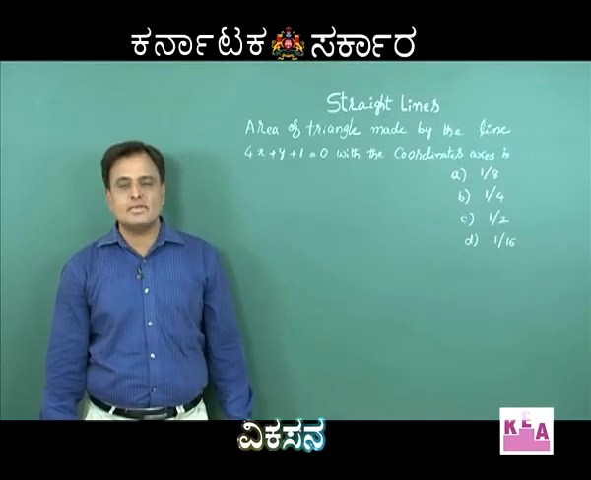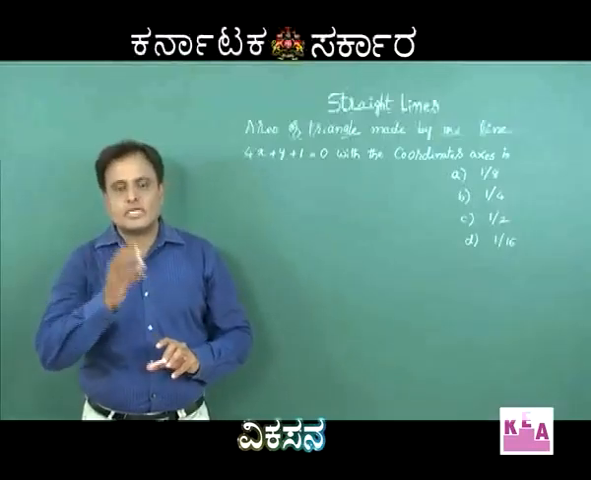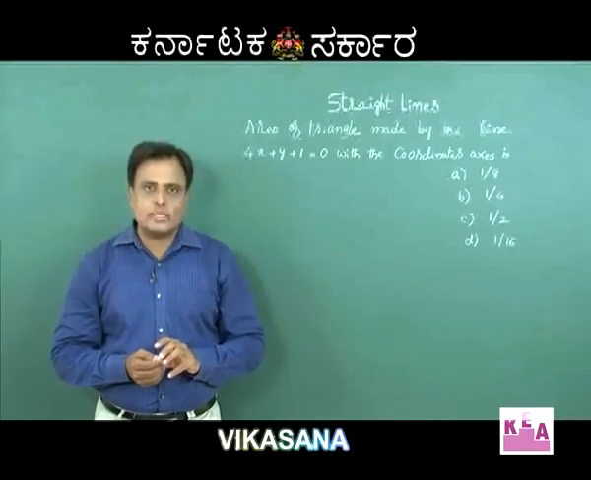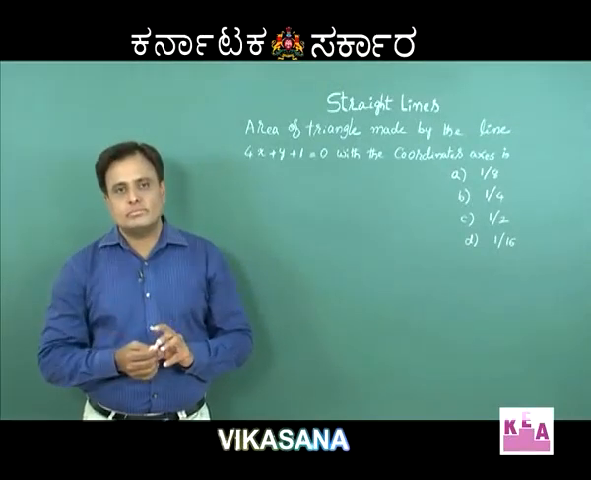Let us consider another example. The area of the triangle made by the line 4x + y + 1 = 0 with the coordinate axes is. Options are: A 1 by 8, option B 1 by 4, option C 1 by 2, option D 1 by 16.